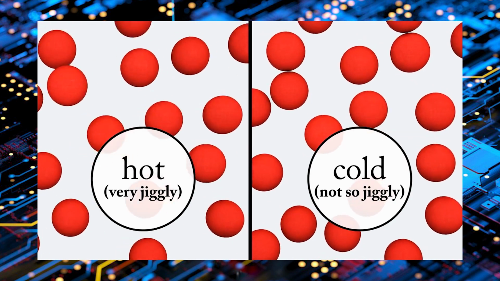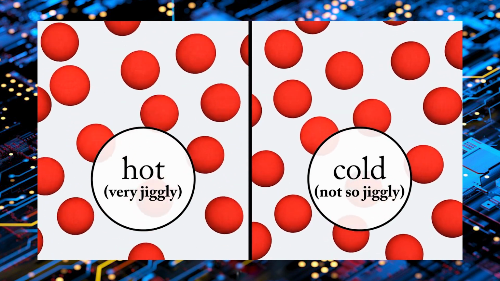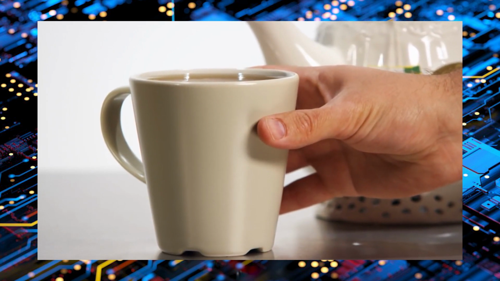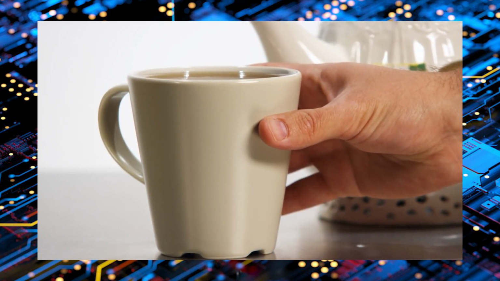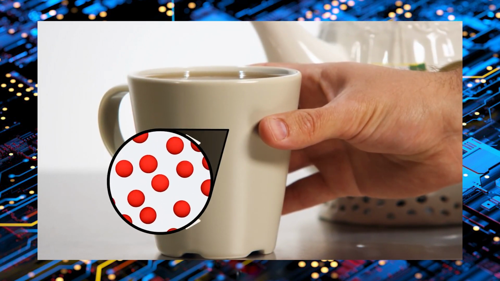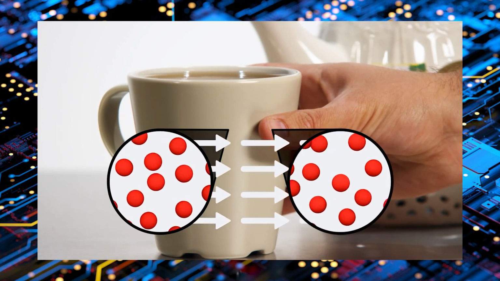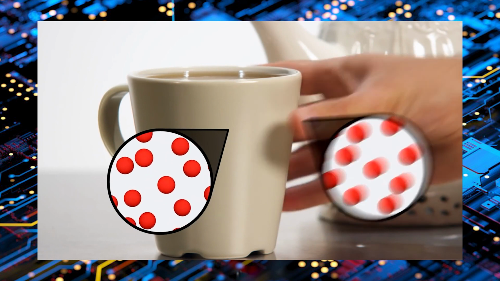These jiggly little movements are much too small to see with our eyes, but they produce a sensation that we can feel. When you touch something hot, rapidly vibrating atoms transfer some of their energy to your skin, making your atoms jiggle more. And that feels hot.